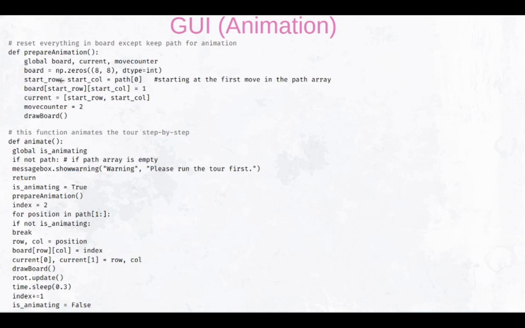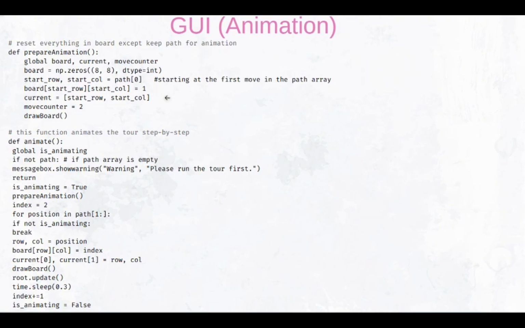And the same thing for the current. We placed the current, which is the knight's position, to be at the first move. So as you notice here, wherever the number goes, the knight goes with it too. And then move counter equals 2, this we will use later. And then we will draw the board after we have set these initial conditions.